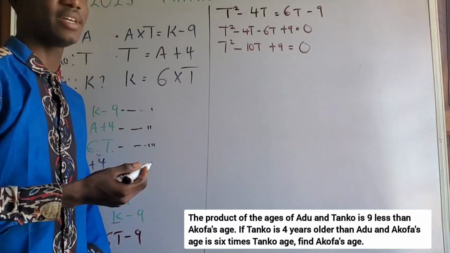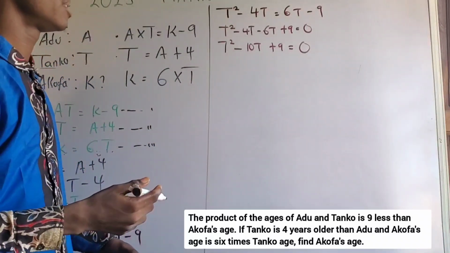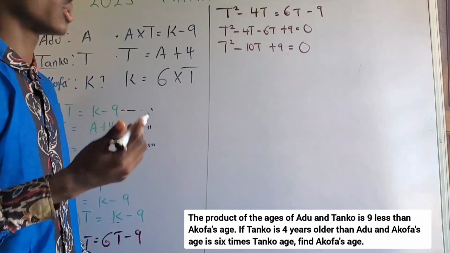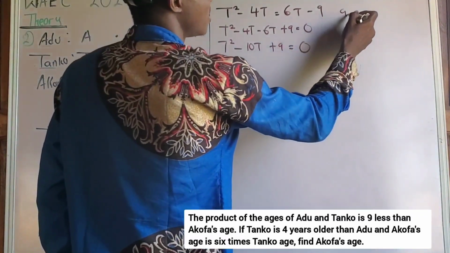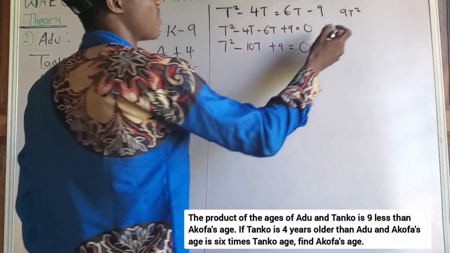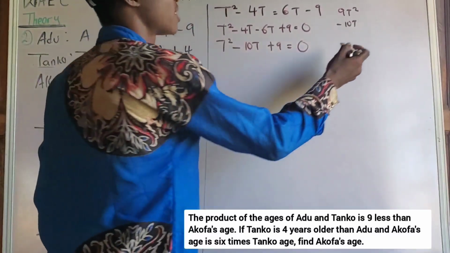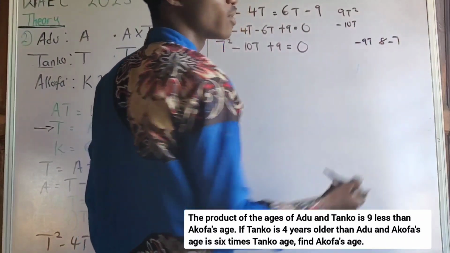What can we add together that is going to give us minus 10t? And if we take the product, we're going to have 9t squared. What are the two numbers whose product is 9t squared, and if you add these numbers together, we're going to have minus 10t? Okay, that is minus 9t and minus t, or minus 1t.